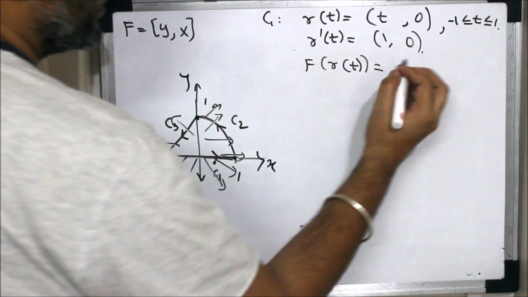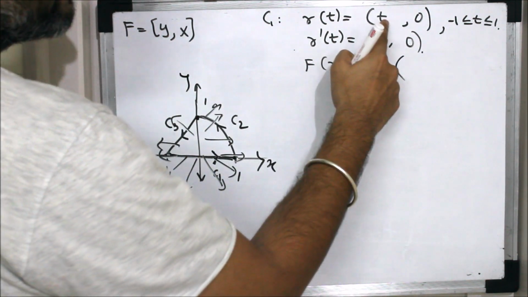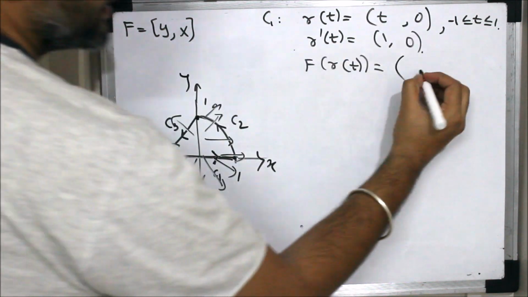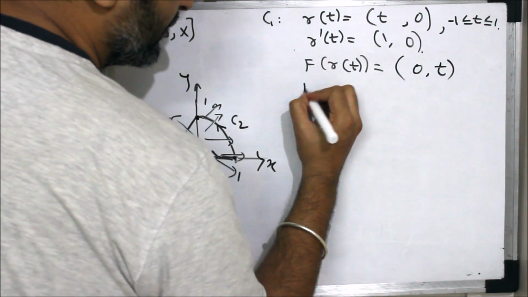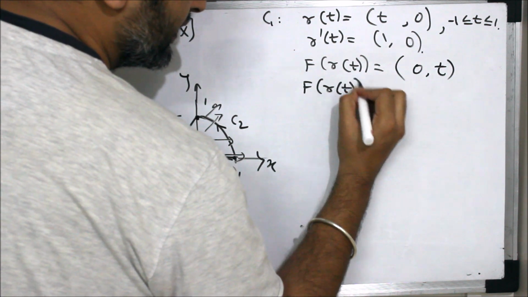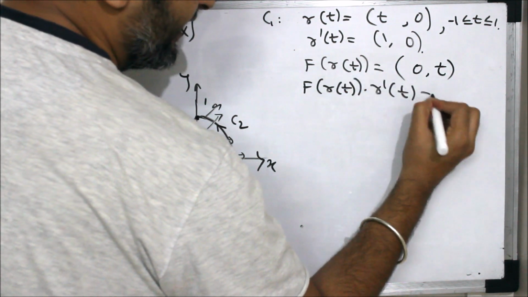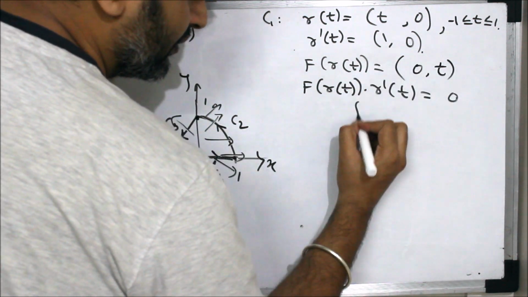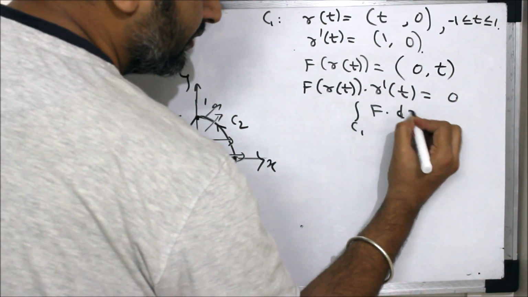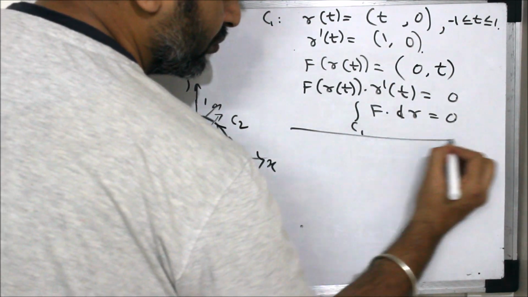So what is my F of r of t? Wherever you have x, we put t, and wherever y, we put 0. So this is (0, t). So what is F of r of t dot r dash of t? When I take the dot product, this is 0. So the line integral along C1 is nothing but 0.